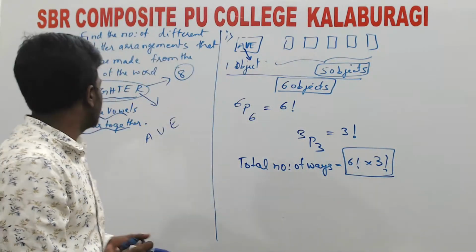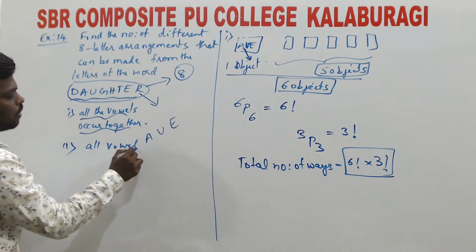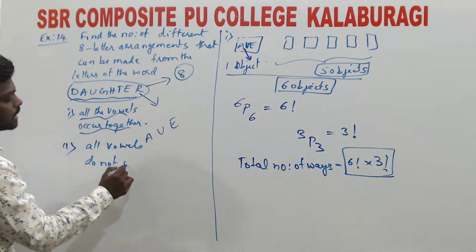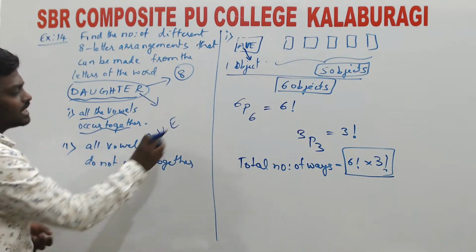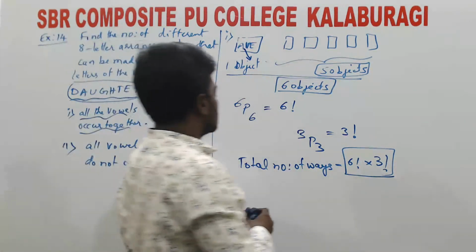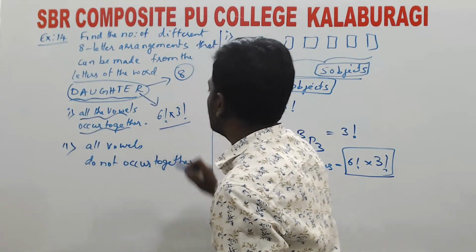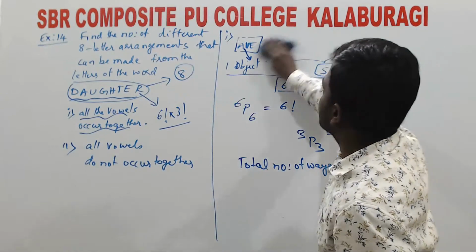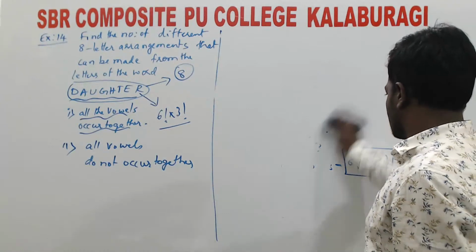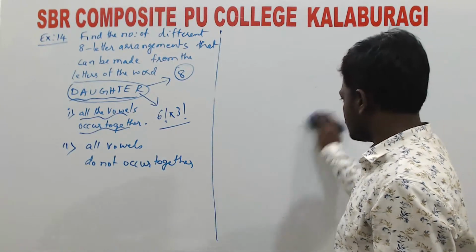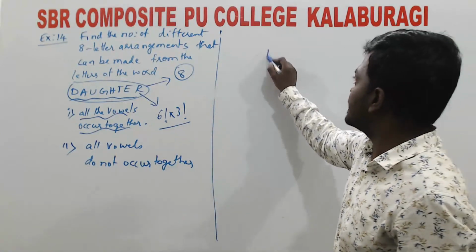So now the next part: all the vowels do not occur together. Logically we try to solve this one. So when vowels occur together, what is the number of ways? 6 factorial into 3 factorial. Right, for that we shall understand one thing.